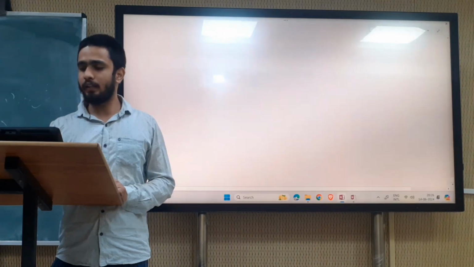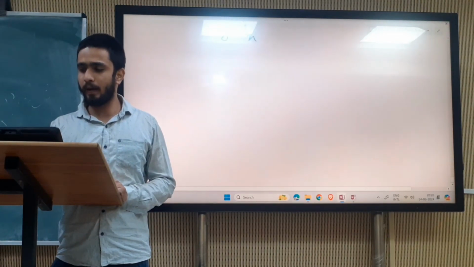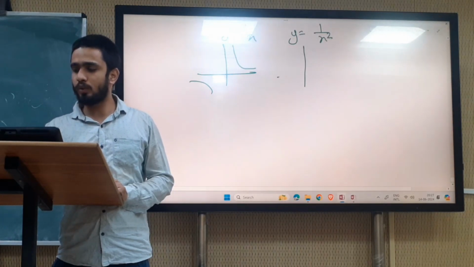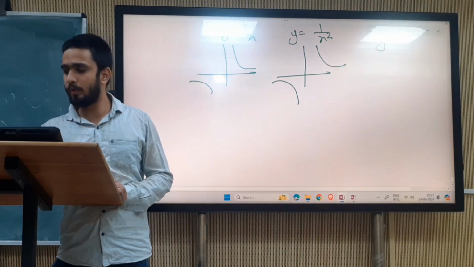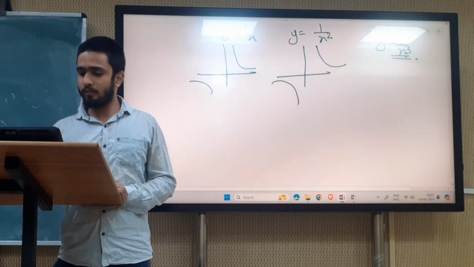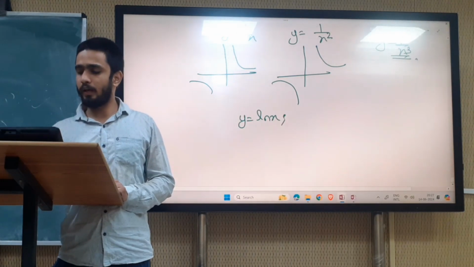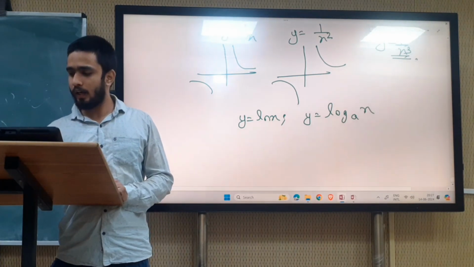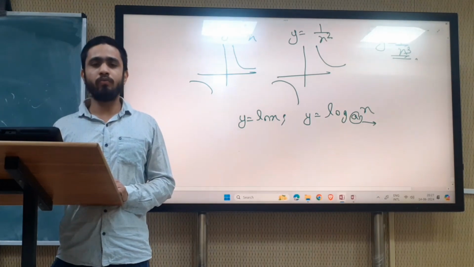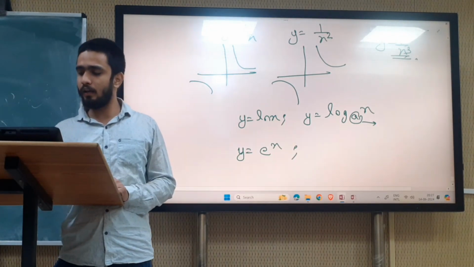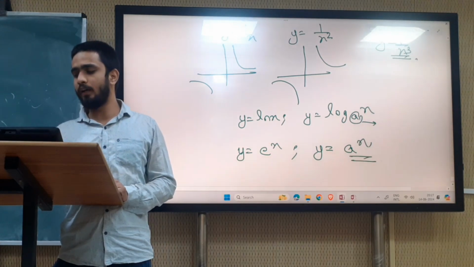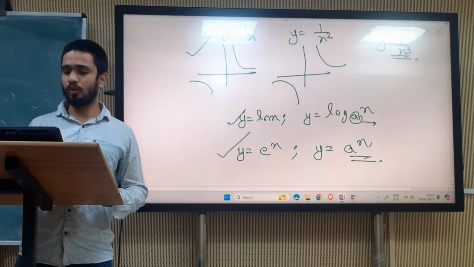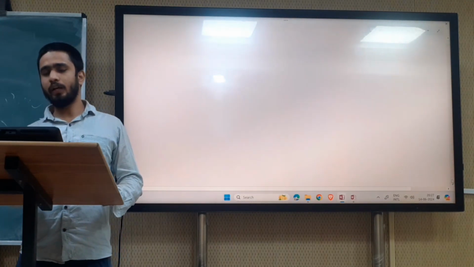Suppose there is a graph of y equal to 1 by x, we saw it like this. Similarly for y equal to 1 by x square, y equal to 1 by x cube, similar things will be there. Similarly for y equal to ln x we saw, so similarly for y equal to log base a of x will be there, a can be anything. We saw y equal to e power x; similarly for y equal to a power x. Similar patterns will be followed for finding the different values.